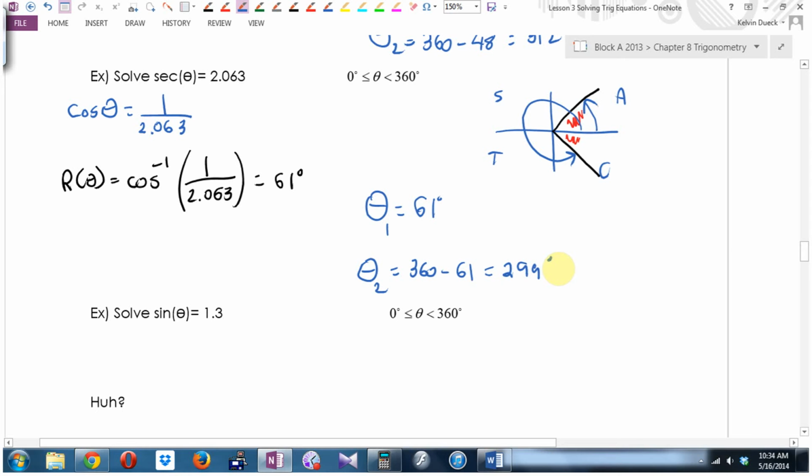And we could check our answers as well. 1 divided by the cosine of 299, 1 divided by the cosine of 61, and hopefully it'll be, we're rounding off each time, but it should be really close to 2.063.